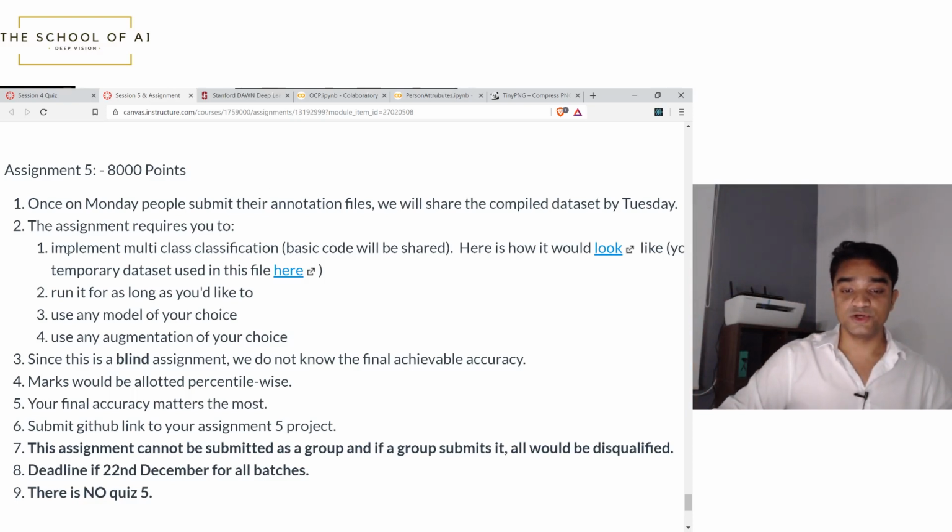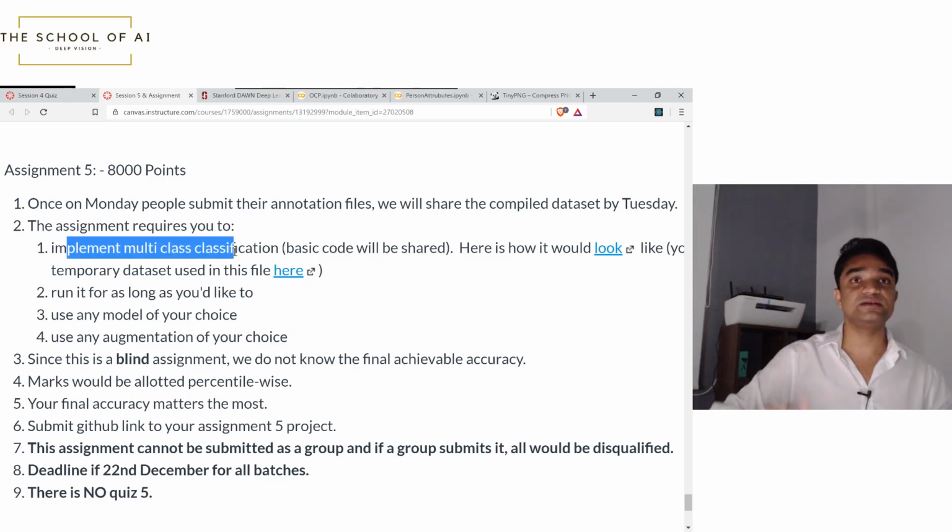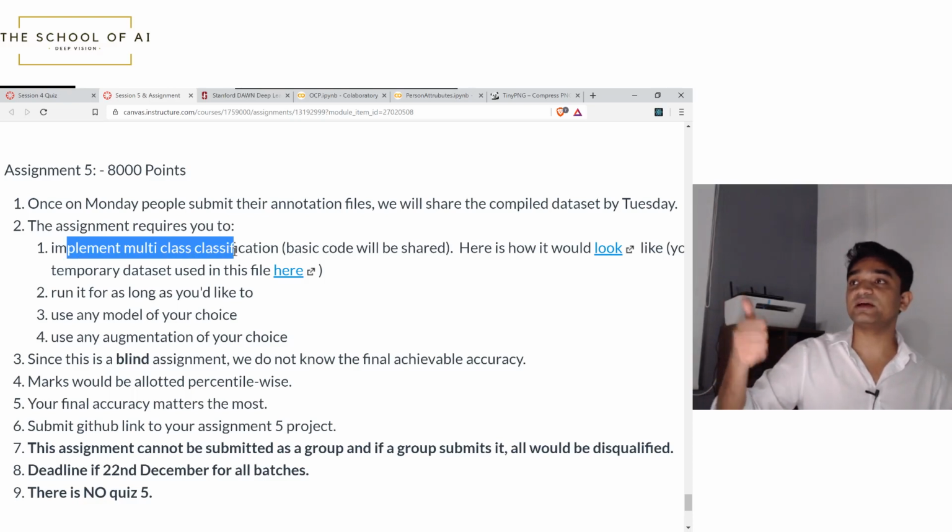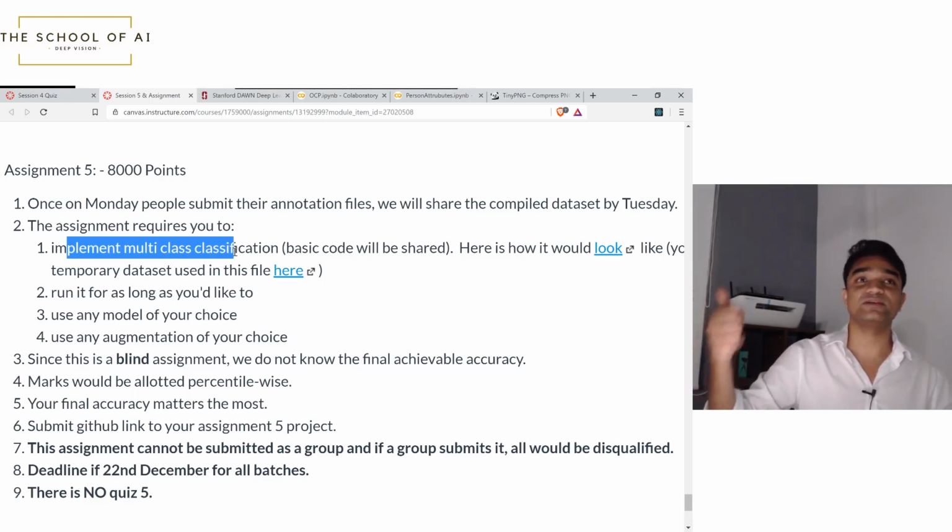Okay. You are implementing a multi-class classification, which means in one image you're going to identify whether you have a cat. I was about to say cat dog. Whether you have a person who is very healthy, he's carrying a bag, what is his emotion?